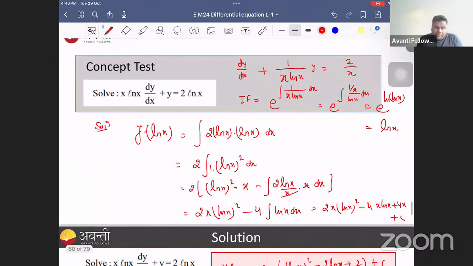Okay, Rakshit is saying Q is 2 by x. I divided by x ln x, I made a mistake. I took Q from there only. All right. See, no problem. We will change it.